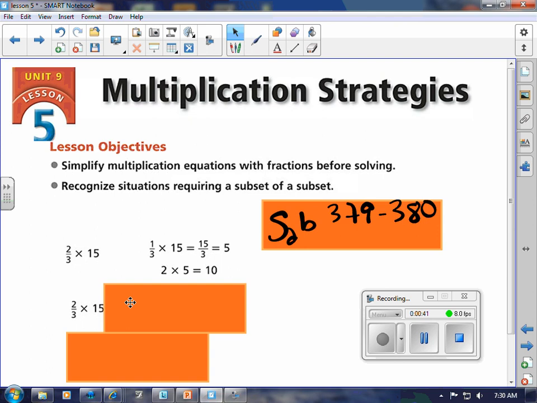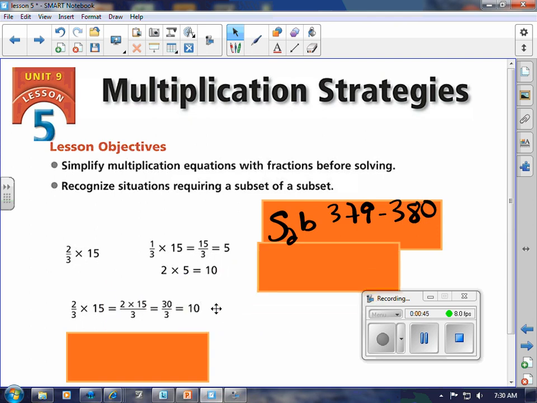Okay, another way to look at it is when you take 2/3 times 15, that could be like 2 times 15 over 3, which is 30 over 3, which is 10. So still the same answer, just a different way of writing out the problem and thinking about it.